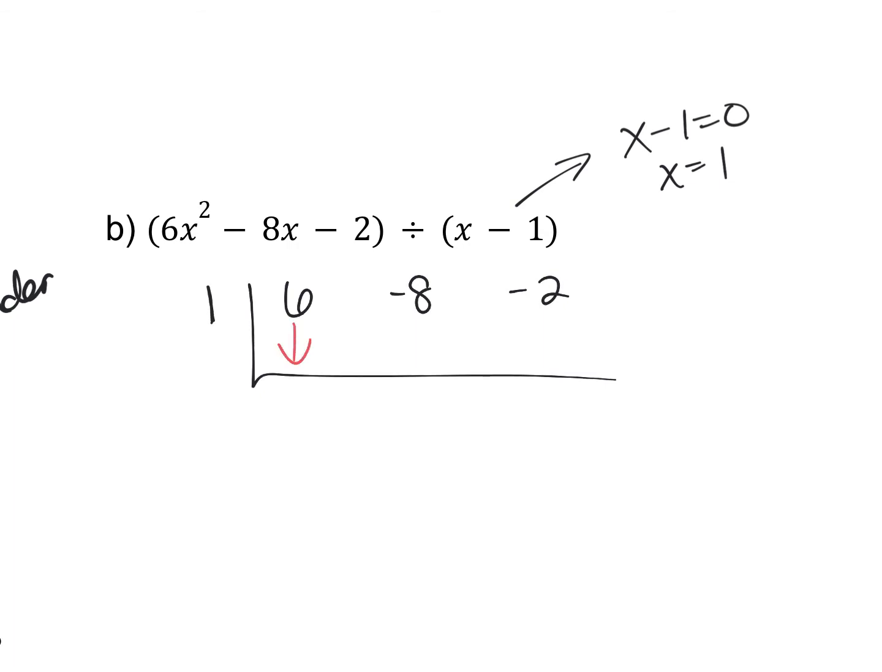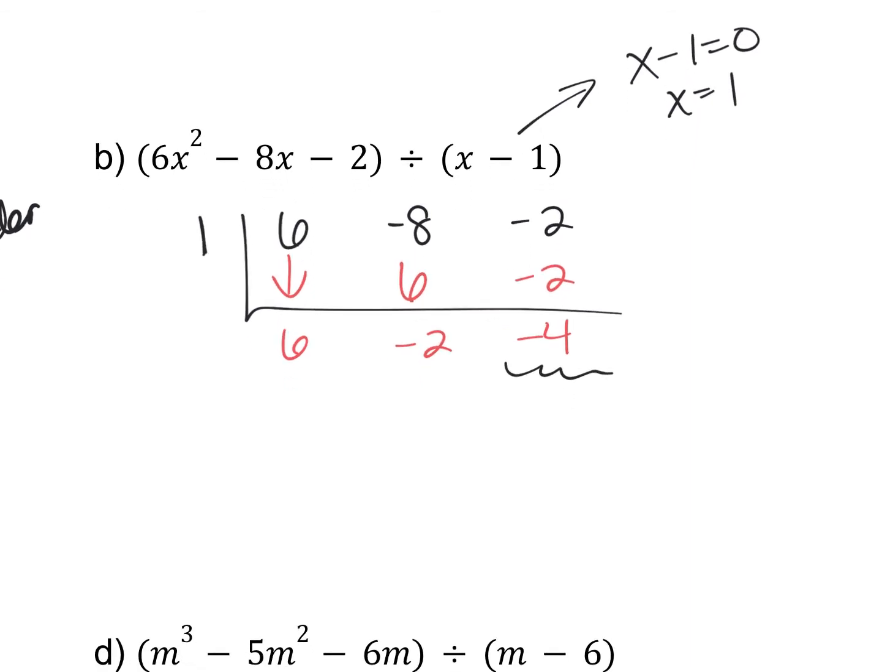Okay, first thing, remember, drop down the first term and you get a 6. Multiply your 0 times that number, so that would be 6 again. Add vertically, so you would get -2. Multiply it by your 0, and you get -2. Add vertically, and you get -4. So this one has a remainder of -4.